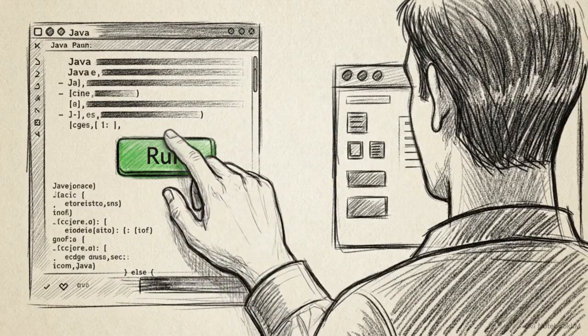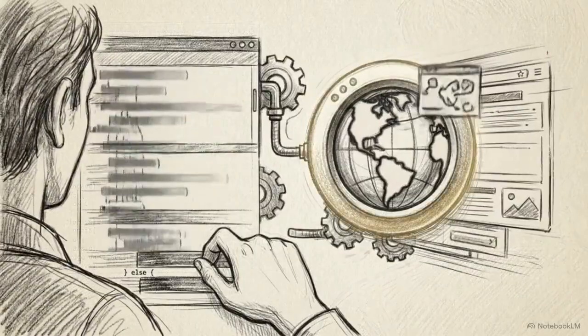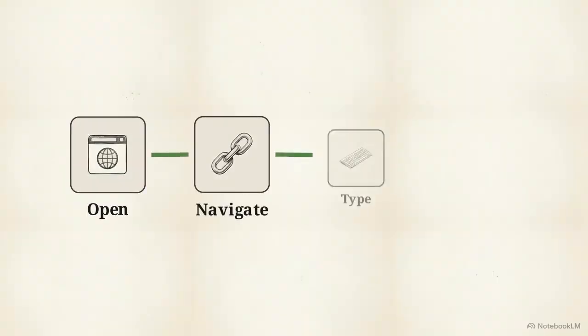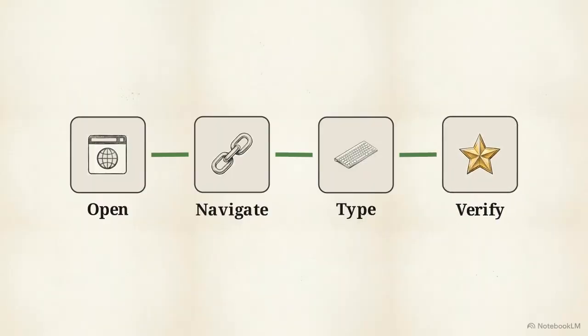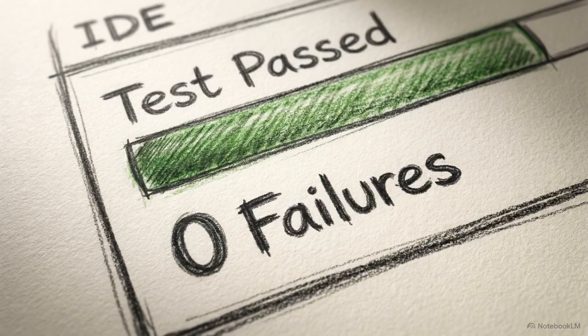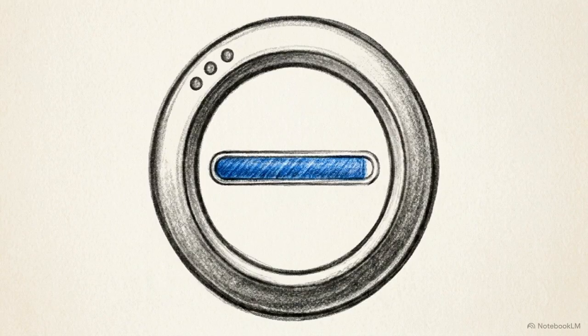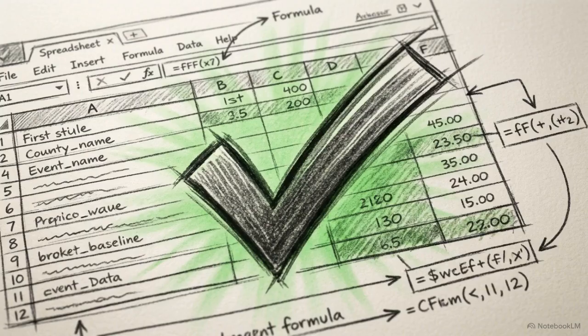With your assertion in place, hit Run in your IDE one more time to execute the fully completed script. You will watch the browser open, navigate, type, and verify the result. A green result in your IDE confirms that the script performed the sequence exactly as defined, completing the task without manual intervention. You now have a functional script that controls a browser, interacts with a page, and validates the data.